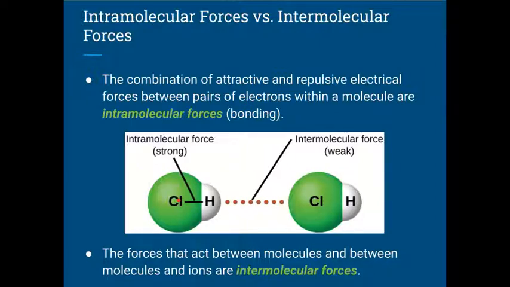What we're going to be talking about in this chapter are intermolecular forces. So if you have two compounds interacting with each other, the intermolecular force is weak compared to the intramolecular force, but it can still be quite strong. The forces that act between molecules and between molecules and ions are intermolecular forces. So it's not an actual bond where they're sharing electrons, but they're just interacting with each other.